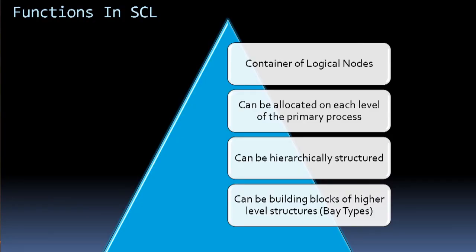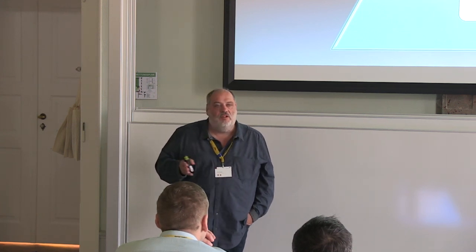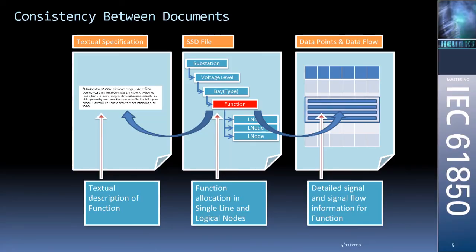Then these functions can be used as building blocks for higher level structures. So when I want to build a bay type, so a typical feeder, high voltage feeder, incoming feeder, outgoing feeder, then I can compose this feeder with the single line and allocate to the single line the set of functions related to this feeder. And finally, then this set of functions contains the logical nodes on specification level. All this is done without thinking even about physical relays. Where do the functions help us?